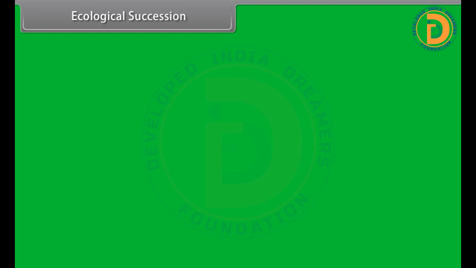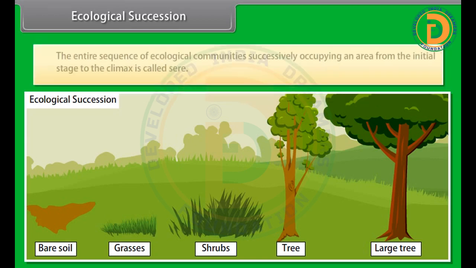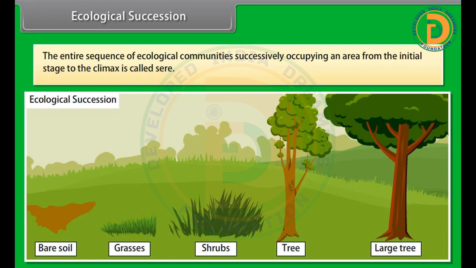Ecological succession. The progressive replacement of one dominant type of species or community by another in an ecosystem until a stable climax community is established is called ecological succession. The entire sequence of ecological communities successively occupying an area from the initial stage to the climax is called sere.